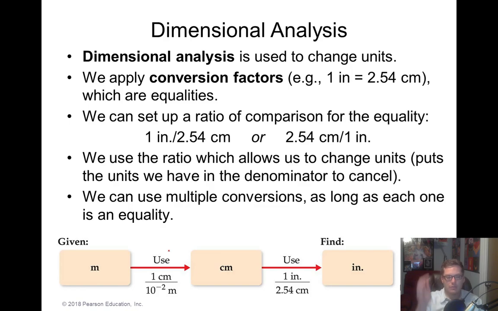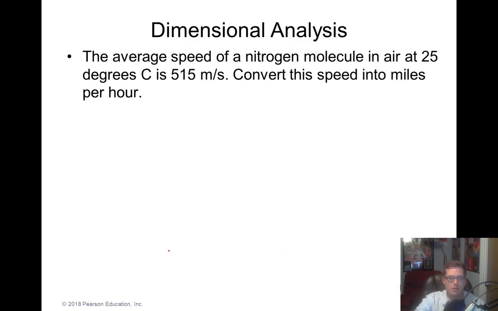Now, last bit here, dimensional analysis is used when we change units. By Chem 2, you should be super familiar with this, but we're just going to do a couple of problems real quick. There are directions here. You can read through them on your own, but I kind of find them confusing. So let's just do a practice problem together. It says the average speed of a nitrogen molecule in air at 25 degrees Celsius is 515 meters per second. And it says convert this speed into miles per hour.